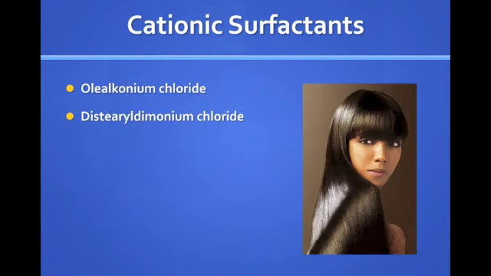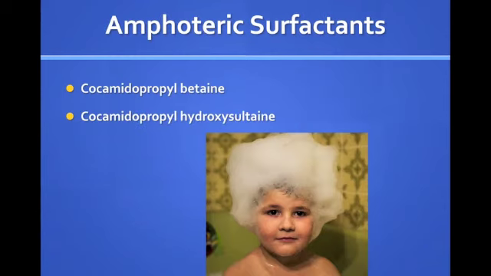Cationic surfactants are another type of surfactant, and some examples are oleoconium chloride and disteryl chloride. Sorry if I butchered those names, but their main objective is they have conditioning properties, as you can see by the model on the right. If you use shampoo with cationic surfactants, your hair will look exactly like this.